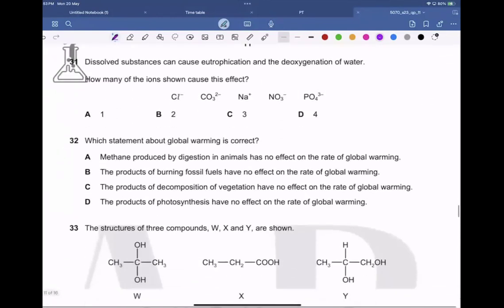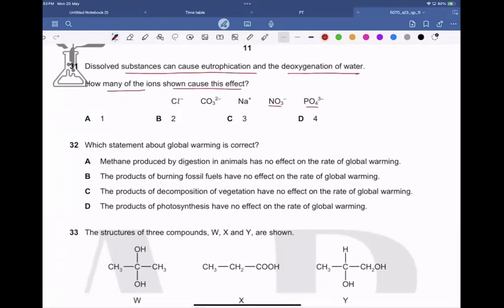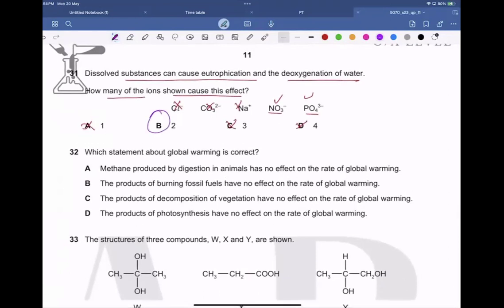Okay. Now question number 31. Dissolved substances can cause eutrophication and deoxygenation of water. How many of the ions shown cause this effect? So if you recall, only nitrate and phosphates are the ones which cause this eutrophication and deoxygenation. So there are two ions. So A, C, and D go wrong, and we are left with option B. So option B is correct.